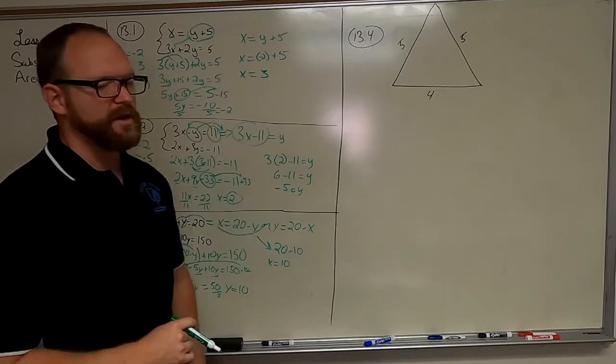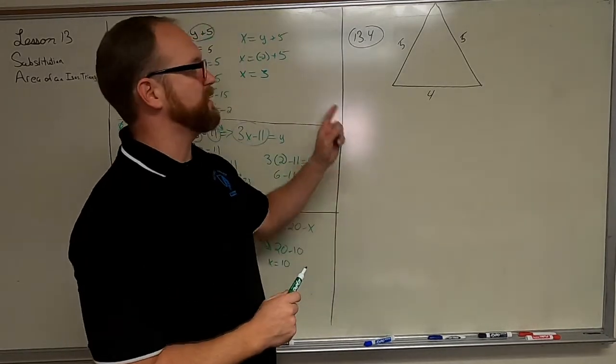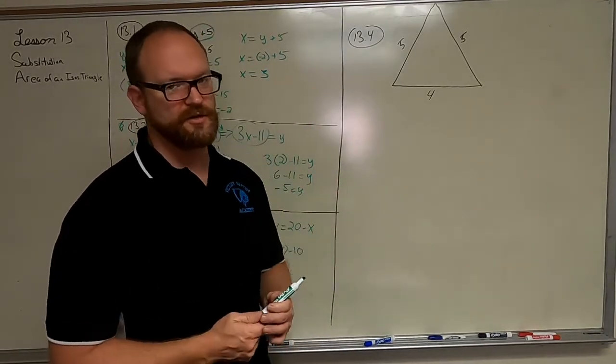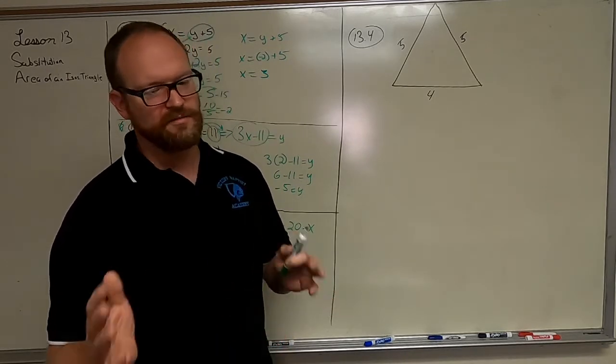That kind of simplified. All right, we're also looking at 13b, the area of an isosceles triangle. Now, when we say that, I've got to give some definitions out here.